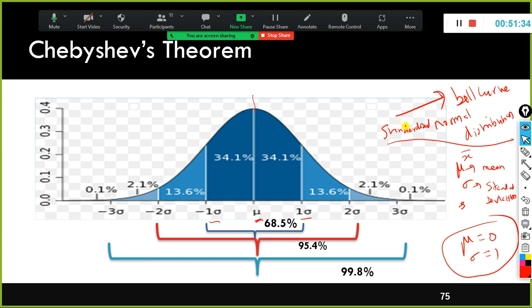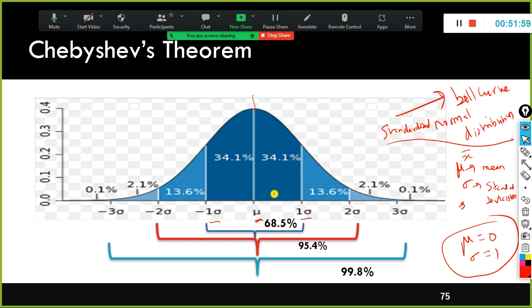Instead, let us standardize it. No matter what value you have, the mu is 0 and sigma is equal to 1. On the right side of the mu, you have 1 sigma, 2 sigma, 3 sigma. And the left side of the mu has negative values: minus 1, minus 2 sigma, minus 3 sigma. They defined it this way. This is called your standardized normal distribution.